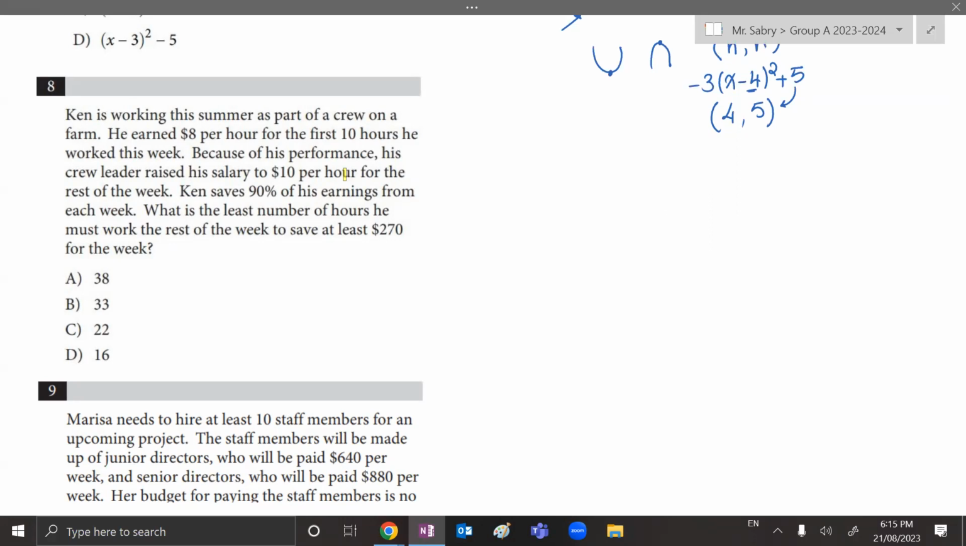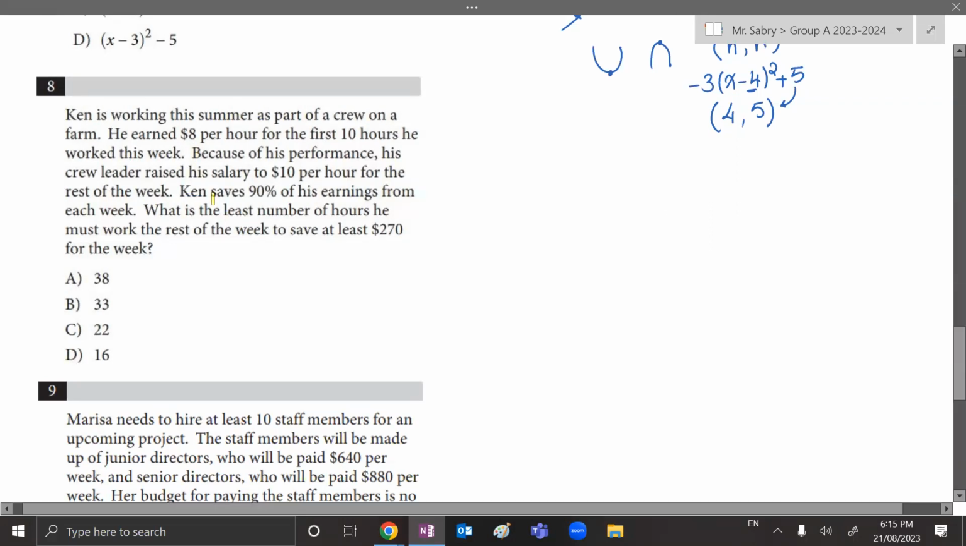I'll go from the back to the beginning, the other way around. Generally, what I need to know is what do they want? They want me to get the number of hours needed to save at least $270. So how do I calculate the amount of money I save? When you go back, you'll realize that he saves 90% of his earnings. So he'll multiply 90% times whatever earnings he gets, and that's the amount of money he'll save.